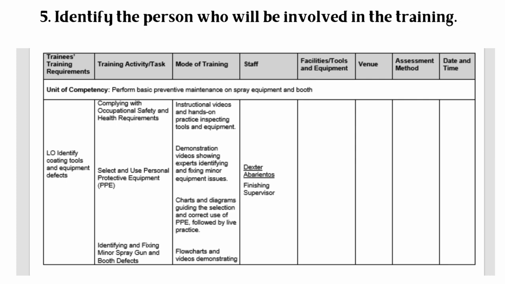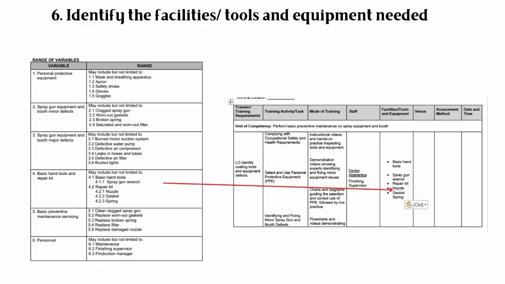The next is to identify a person who will be involved in the training. Here I put Dexter Abariantos as a finishing supervisor. He will be in charge so that the trainees can learn the gaps and activities.